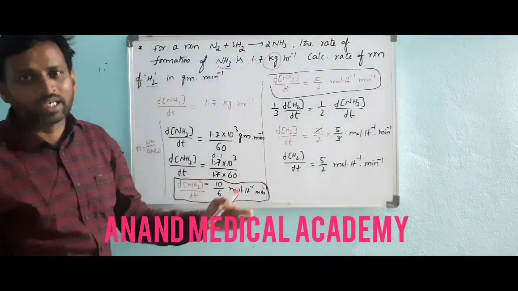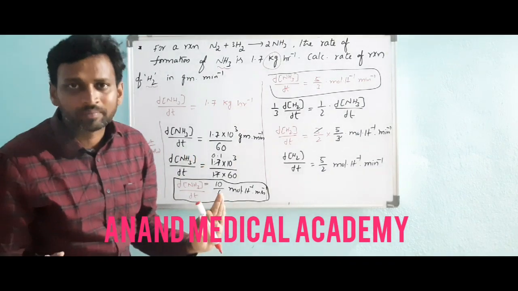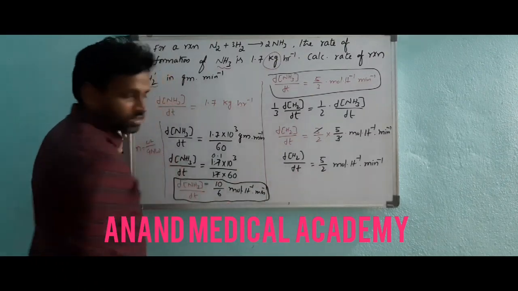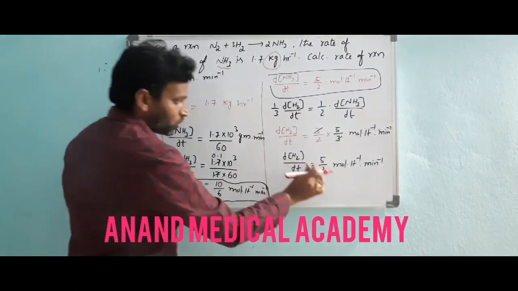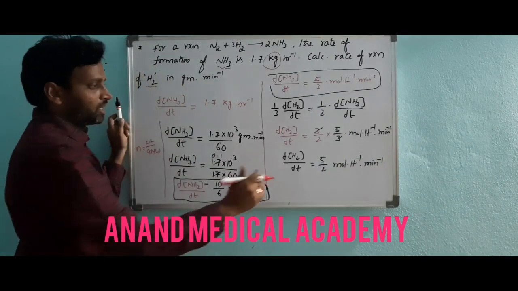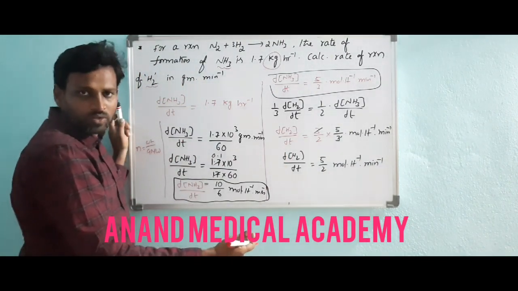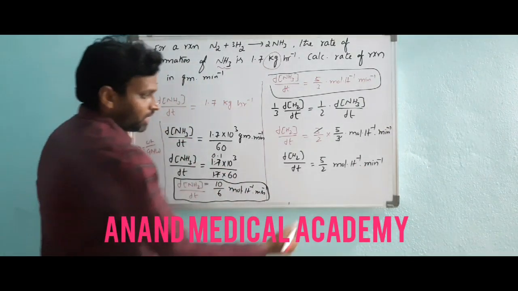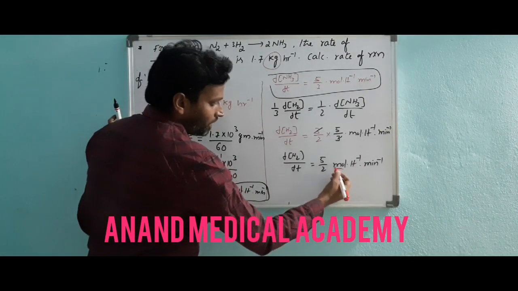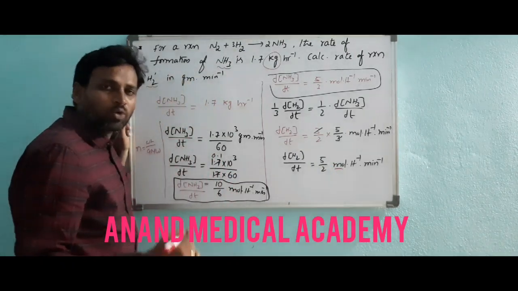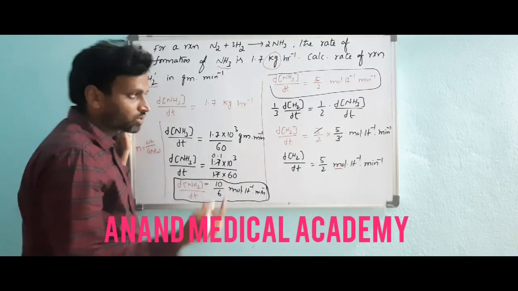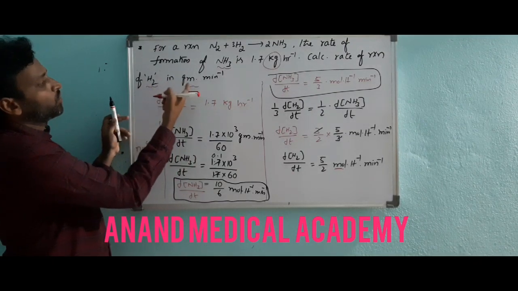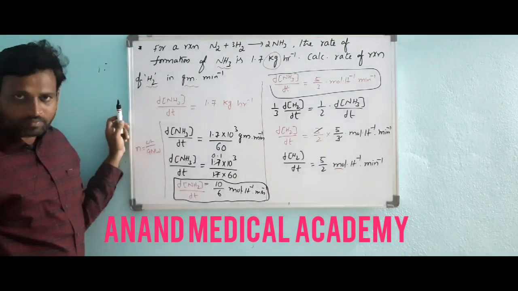Liter inverse, no need to study how it came. Getting what I am saying? So here you have 5 by 2 moles of H2 reacting per minute. But here moles, how many? 5 by 2 moles. 1 mole means how much H2? 2 grams. So why am I doing that? Because it asks for the rate of H2 in grams per minute.